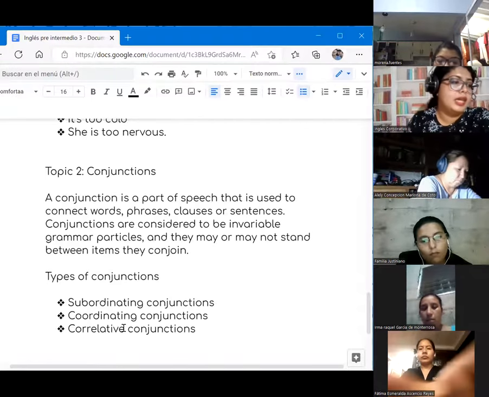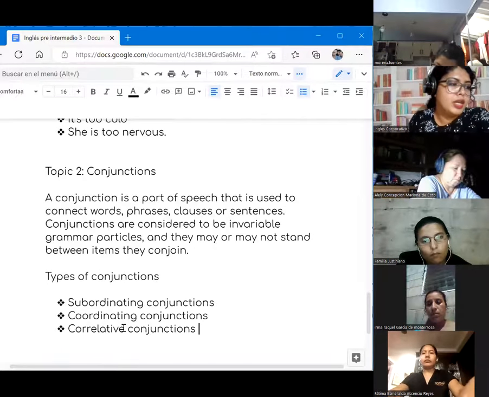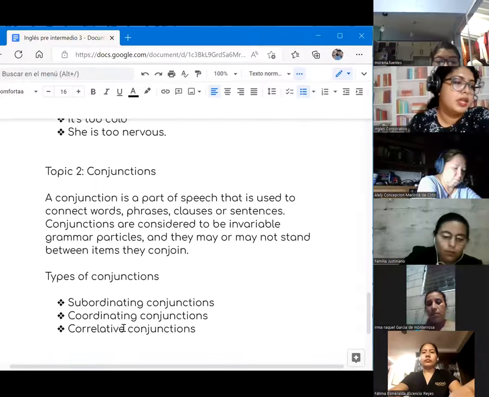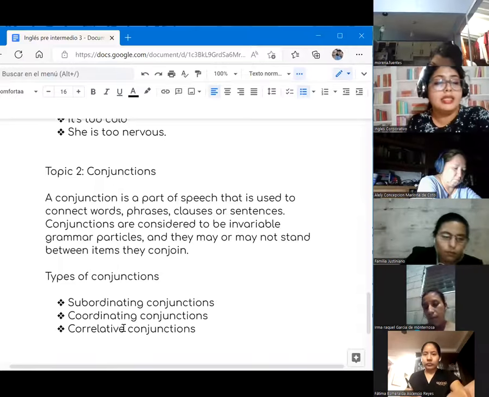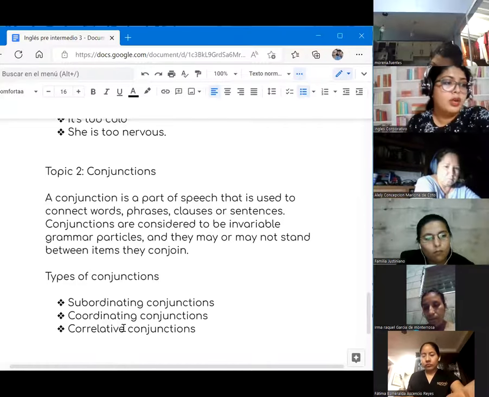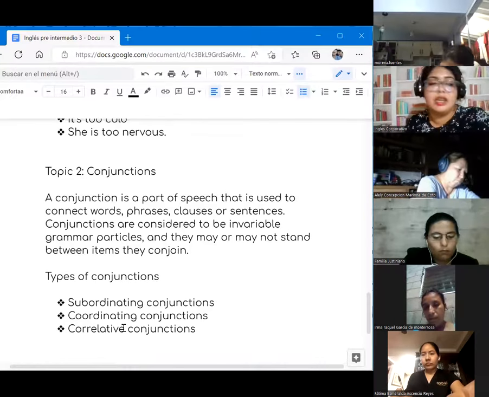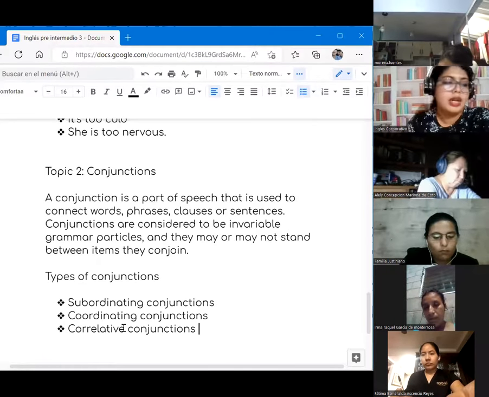And this one said these are correlative conjunctions, working in pairs to join phrases or words of equal importance within a sentence. Estas trabajan en pareja y unen frases o palabras que tienen una importancia igual entre la oración. And the last one are the conjunctive adverbs.